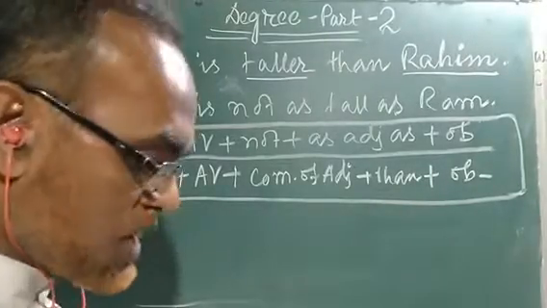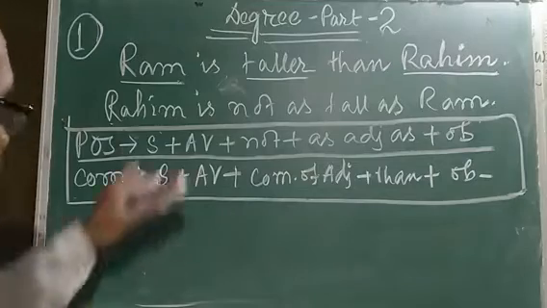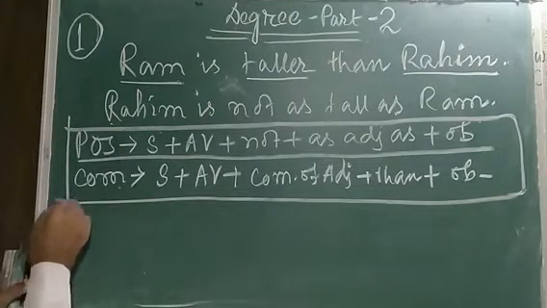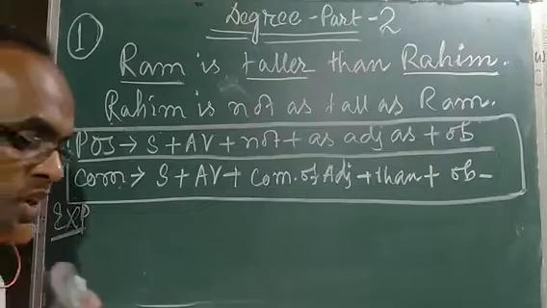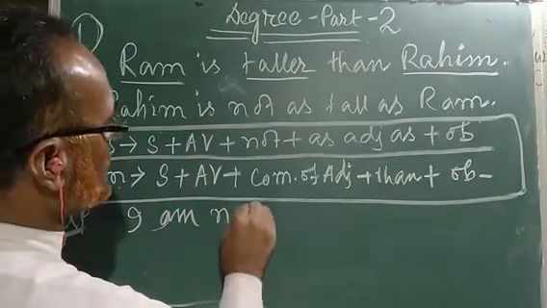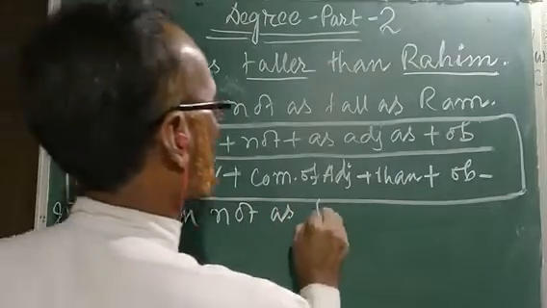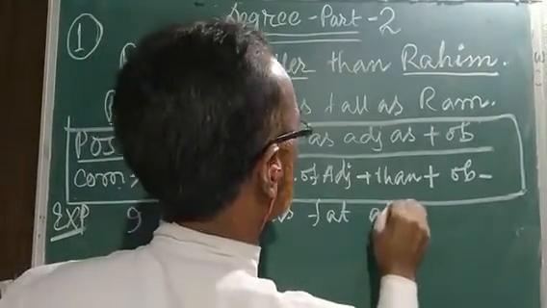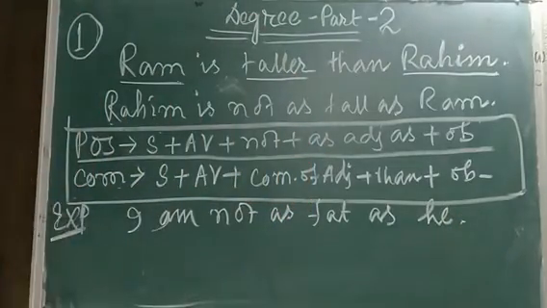This one is of the first type. Here I have written as noun. Another example I am going to illustrate: I am not as fat as he. I have just written a very simple sentence to understand.